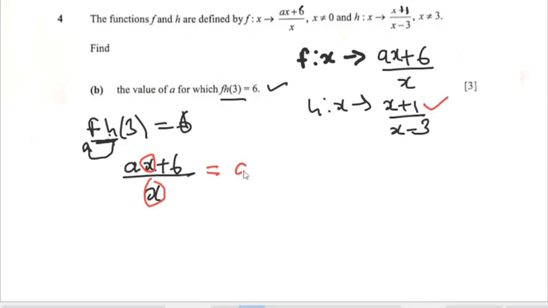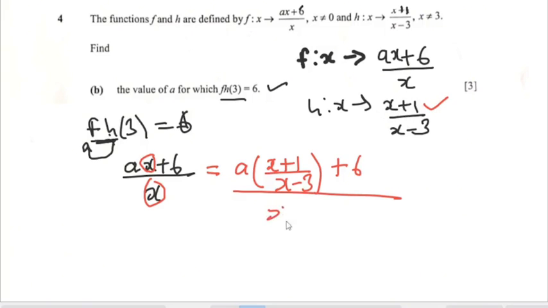So we are going to have, okay, here where there is x, we will put x plus 1 over x minus 3, we cross, then there is a plus 6 right here. So I've just substituted on this x, then we say over x. So where there is this x, we put the same function here, x plus 1 over x minus 3.